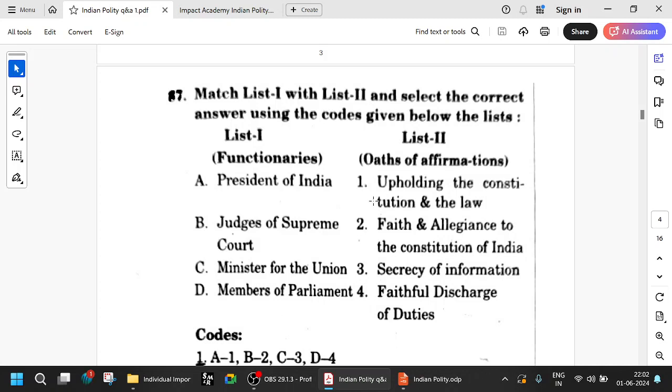In the case of judges, faith and allegiance to the Constitution of India. For the ministers, secrecy of information. For the members of parliament, faithful discharge of the duties. This is the part of the oath which they take after they get elected or selected.